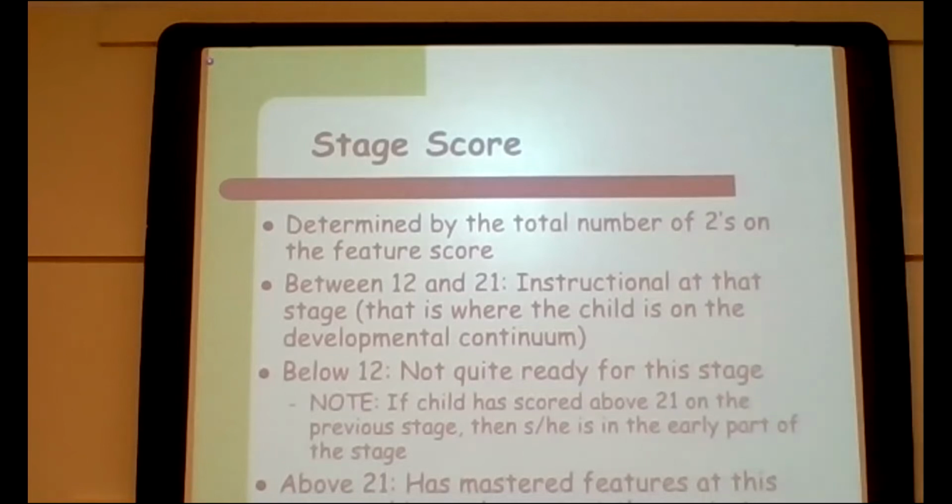Okay? So in this case, going back to Vincent, he is below 12, so he's early. And usually we say LN for letter name. So he's early letter name. So we can't go down to another stage to give him a different stage of assessment.